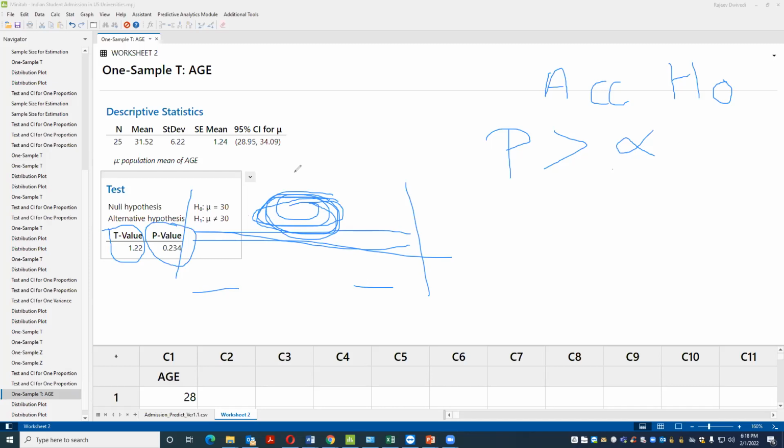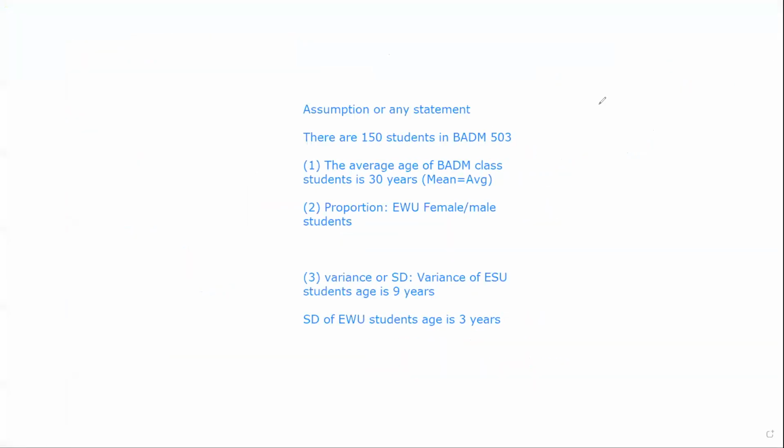Now, if this is clear, I'm going to explain the basic concept: what is the null hypothesis and how it is used. So again, I am going to go on whiteboard. The null hypothesis is always written like this, H0 colon mu equal to, like I said, mu equal to 30.